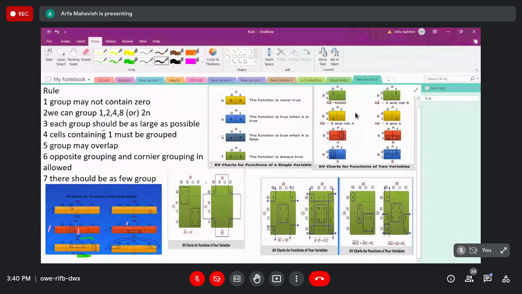In the next diagram, look at this one. You might go with this kind of grouping also, guys. If you have these corners, you can group them. Whenever you are grouping, try to make a long group of 2 cells, 4 cells, 8 cells, depending upon the number of variables in the table. You can go with it.